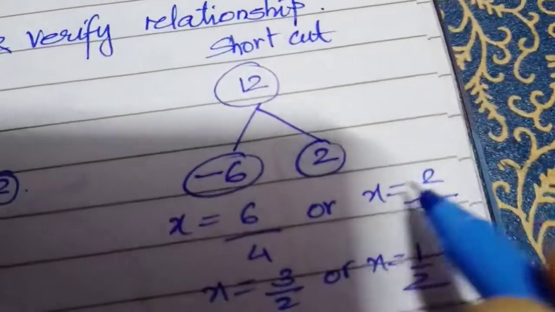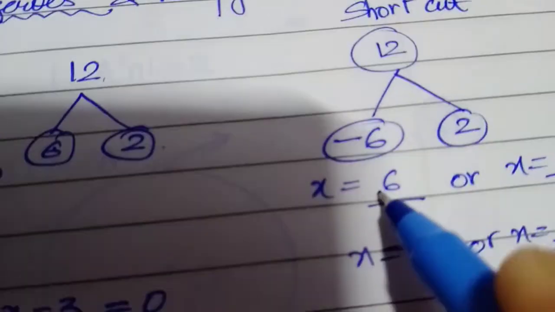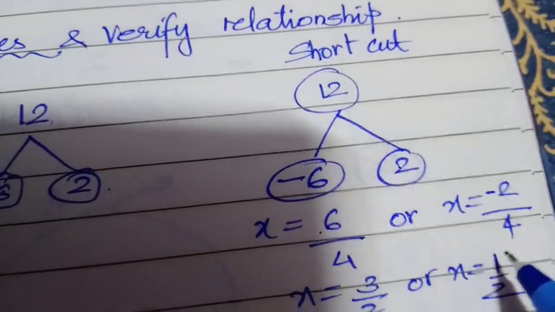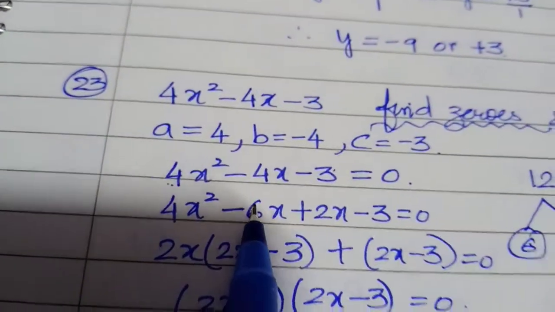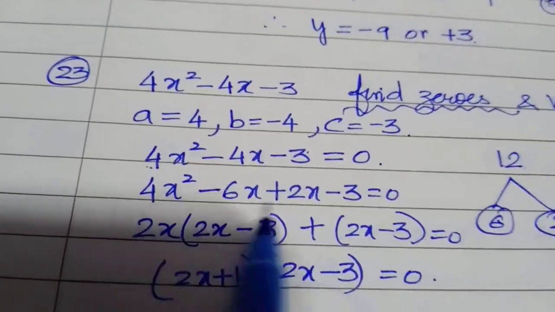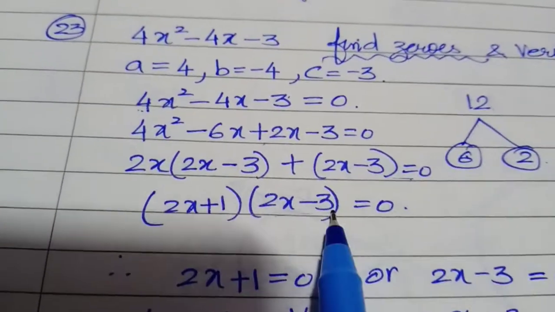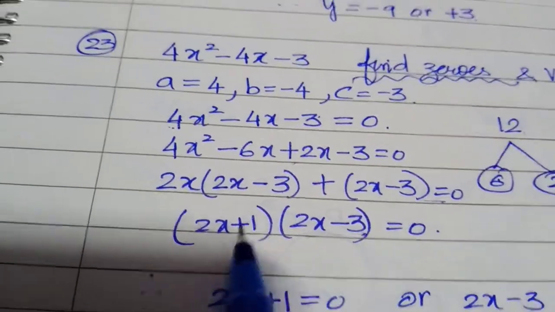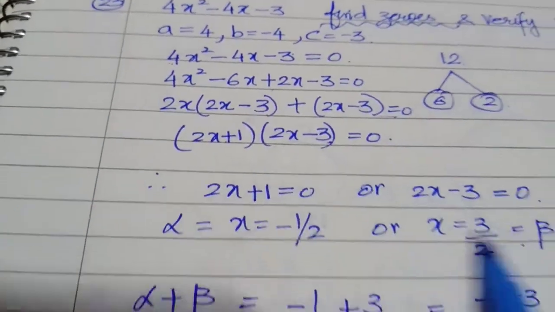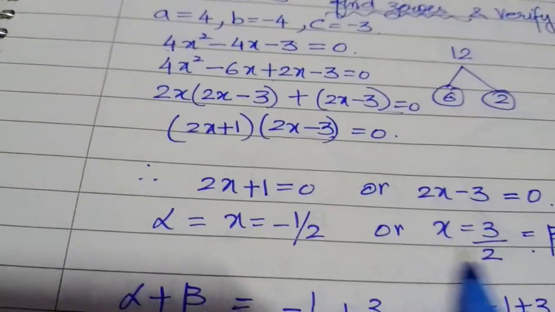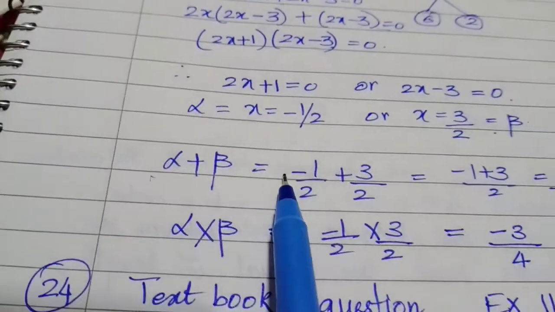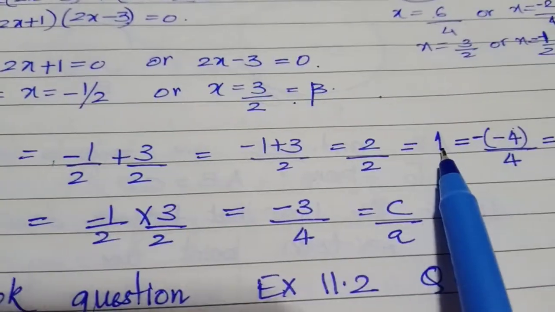Sorry, change the sign. जैसे यहाँ माइनस साइन है तो इसको पॉजिटिव, यहाँ पॉजिटिव है तो माइनस, so -1/2. But here we are splitting the middle term, -6s, and इन दोनों में से कॉमन, and this you know how to do it. We have taken out the common terms. Either this is 0 or this is 0, and we get the two zeros as -1/2 and 3/2. Take one as alpha, the other as beta. When we add them, I get 2/2, 1.